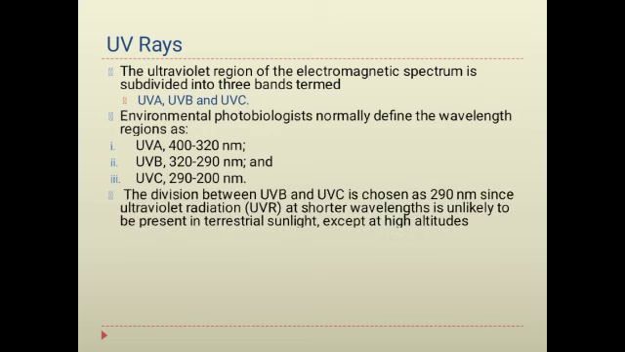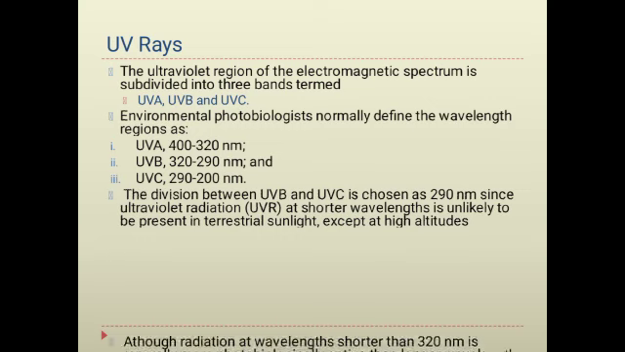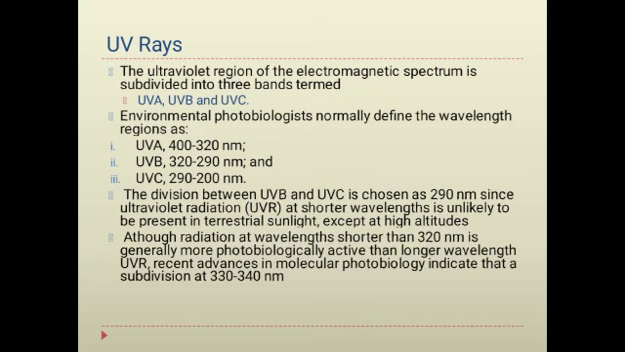And you can see this 290 nanometer is a division between UVB and UVC, since the shorter wavelengths are unlikely to be present in terrestrial sunlight except at high altitude. Although radiation at wavelengths shorter than 320 nanometer is generally more photobiologically active than the longer wavelengths, recent advances in molecular photobiology indicate a subdivision at 330 to 340 nanometer.